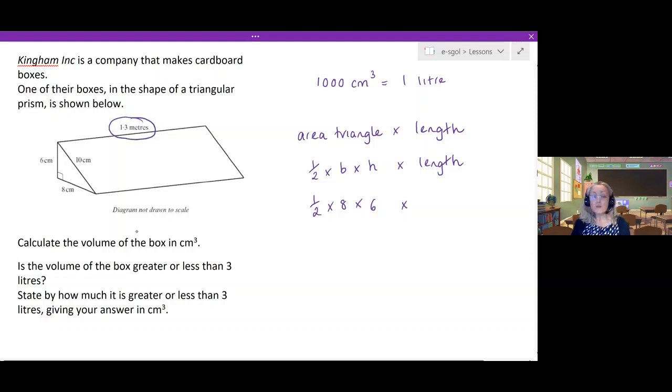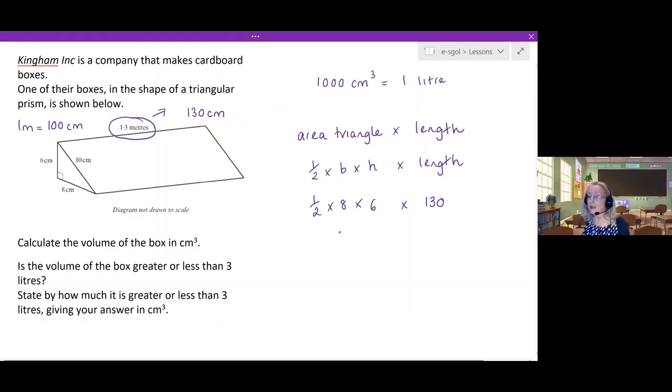Now you can't work in mixed units, so I'm going to have to change that into centimeters. And I know that 1 meter is equal to 100 centimeters. So 1.3 meters must be 130 centimeters. And I have to change this because you can't multiply centimeters by meters. You've got to stick with consistent units. So now I'm in a position to put this into my calculator.